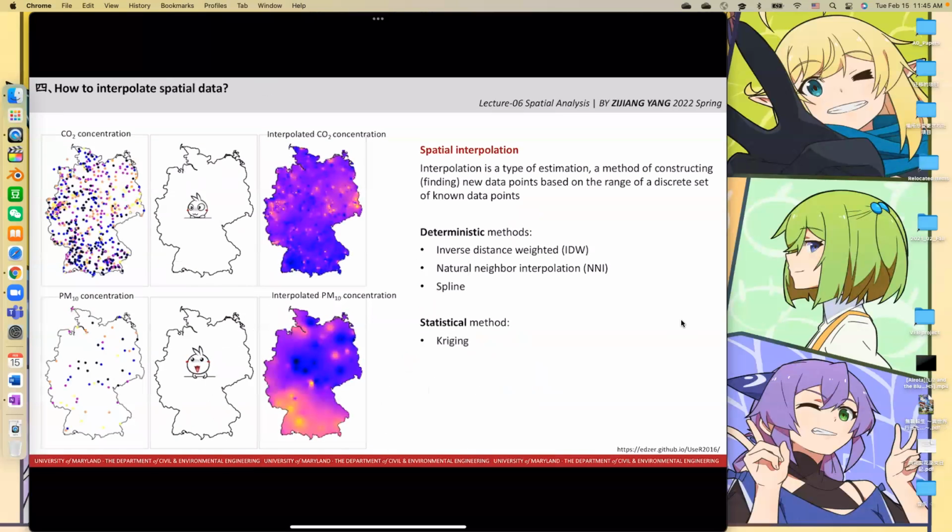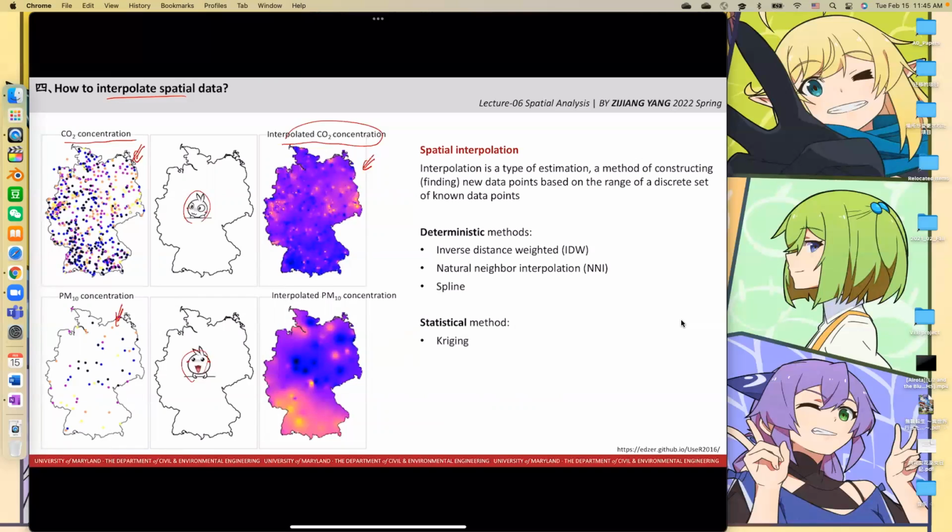And the next one is about how to interpolate spatial data. So in most situations, we are doing the observation at different spots, and then we will have data like this because we cannot observe the data at every place. So the question is, we want to interpolate our data, like we want to know the CO2 concentration everywhere. So we want to have this result.